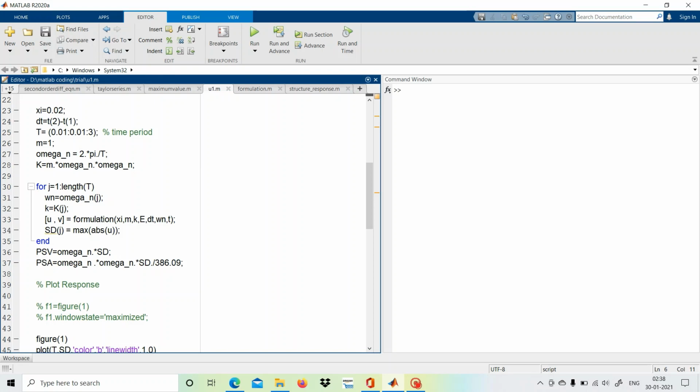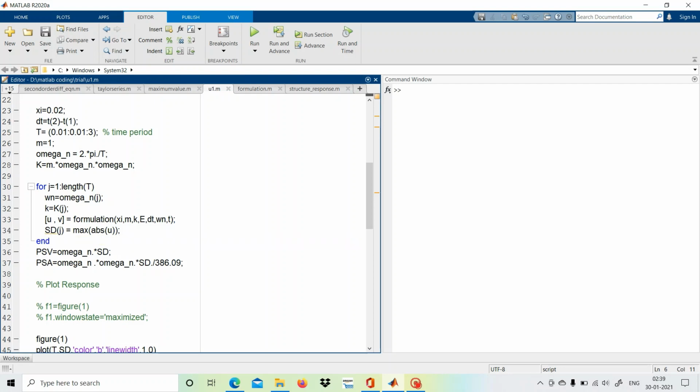And the maximum displacement, because we want to find the maximum displacement, we write the command as maximum of absolute value of u, because we want only the magnitude, we are not interested in the sign whether it's positive or negative. So that's why we are writing a MATLAB command, max of absolute of u, so this would give the maximum deformation or displacement here.